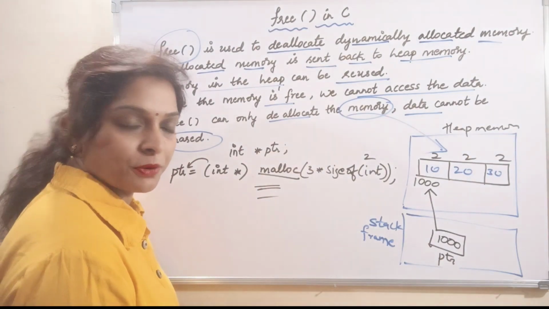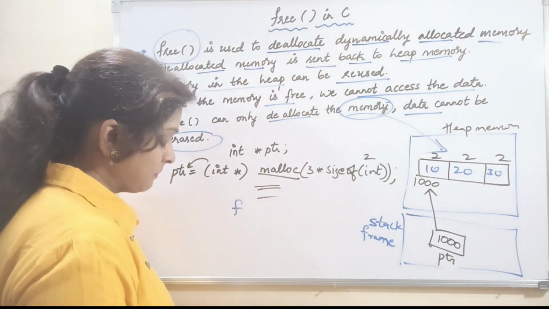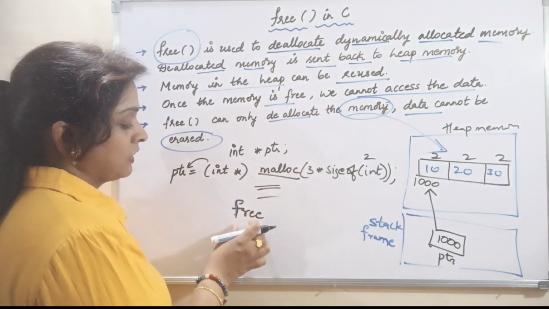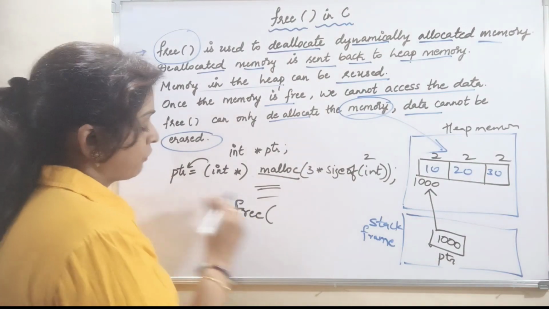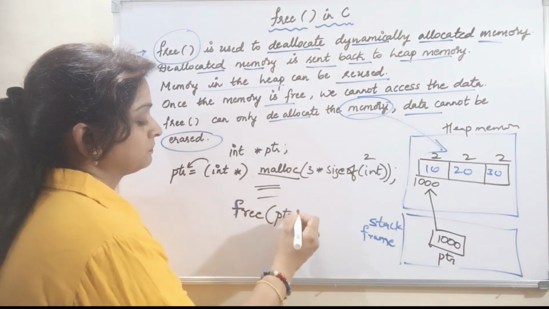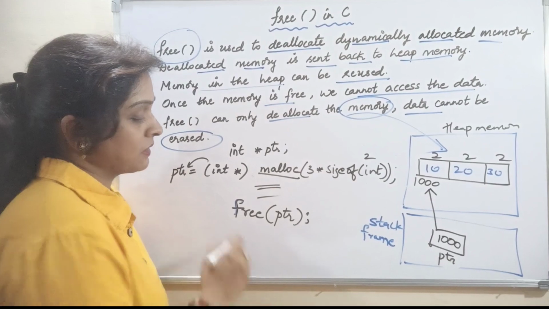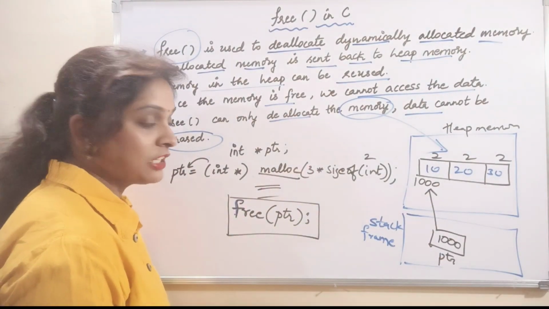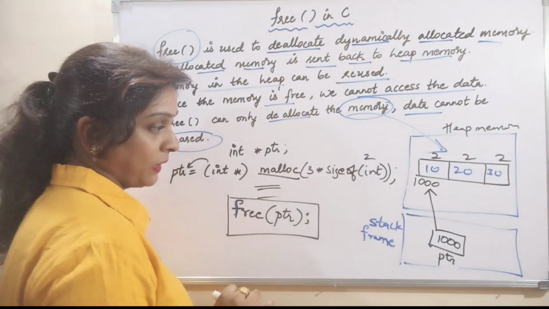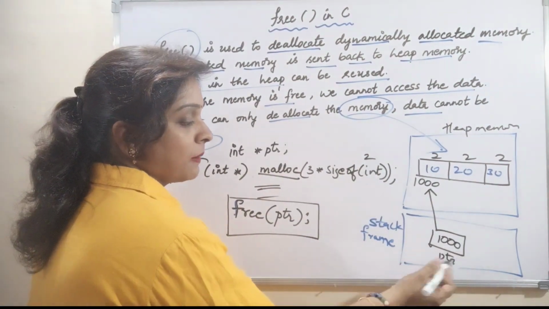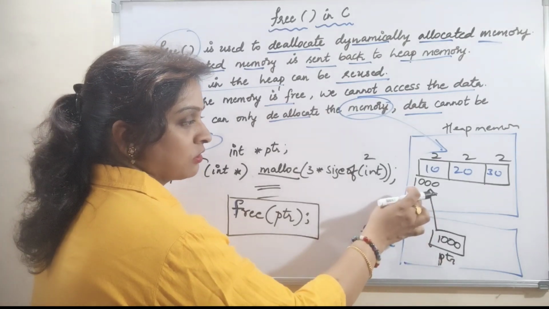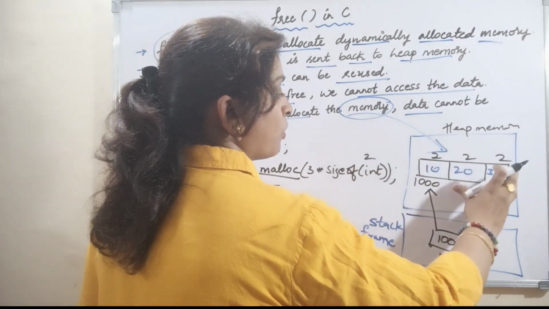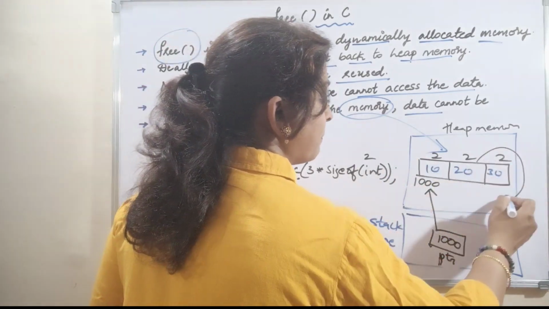After performing all the operations, we'll simply say free ptr. The syntax is very simple. It's the keyword free, a function name followed by the pointer ptr. As soon as the machine encounters this free function, it has to release the memory pointed to by this ptr. ptr is pointing to the location 1000. So I need to free this memory, which means this memory will be freed and again it will be back to the heap.